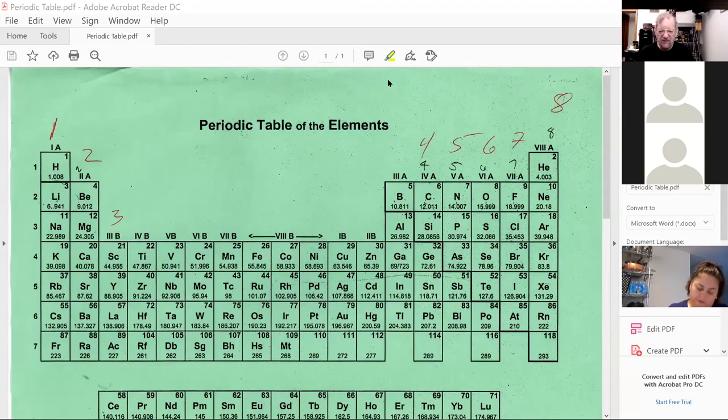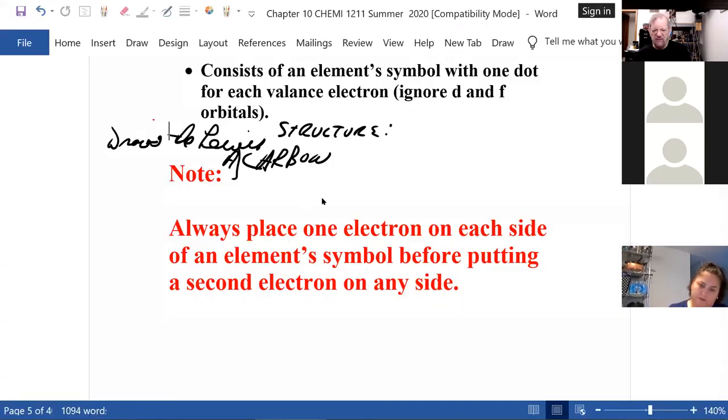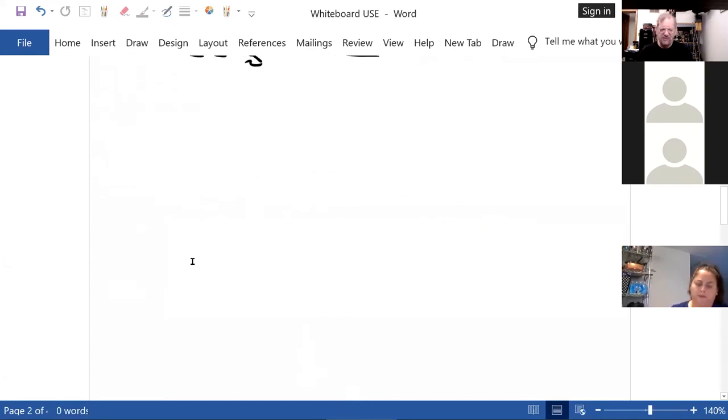So what do we do? We write the chemical symbol. And then since we have four valence electrons, you put a dot on each side before you double up. And that's the Lewis structure for carbon. Remember, one dot on each side before you double up. Let's have some fun with this. Yes, you can have fun with this.